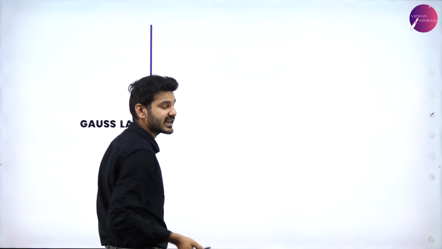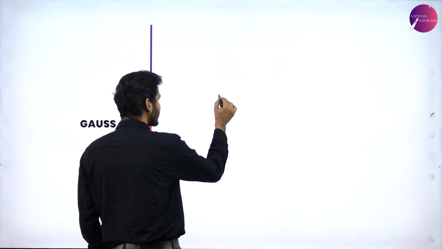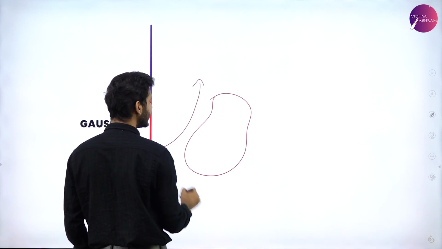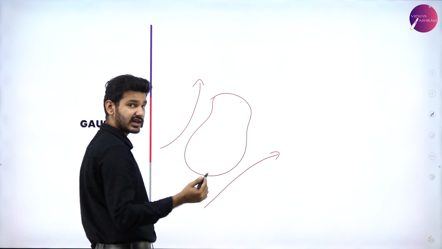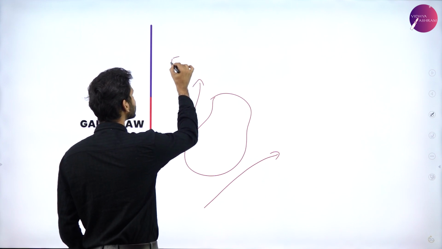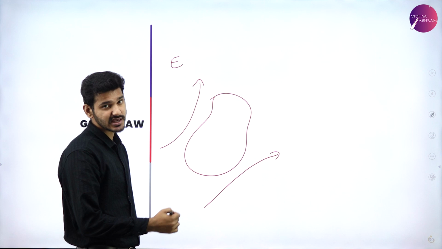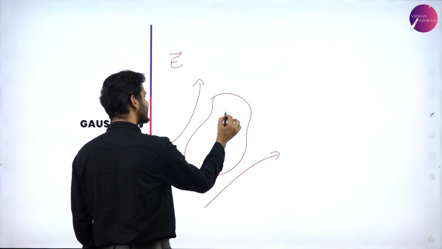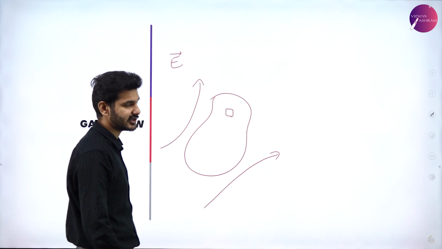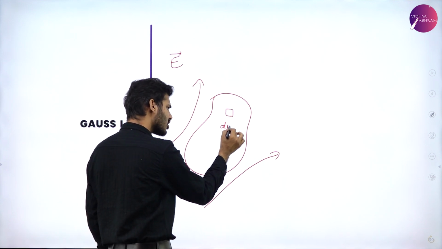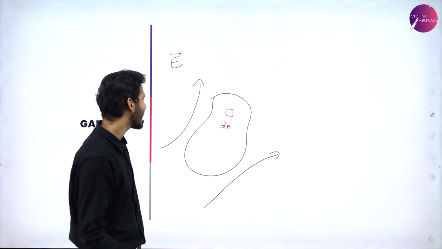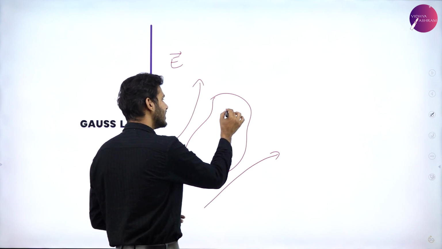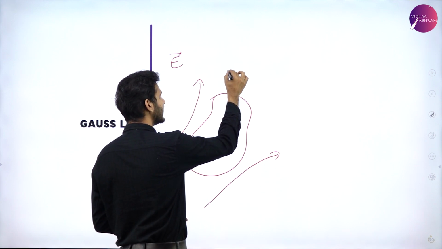So what was electric flux actually? If this is a surface kept in an electric field like this, and the magnitude of the electric field is represented by the letter E, I am taking a small division here, a small area there. To represent that it is a small area, we'll take it as dA. And if you take that particular region, there will be a normal for that, represented by n cap.